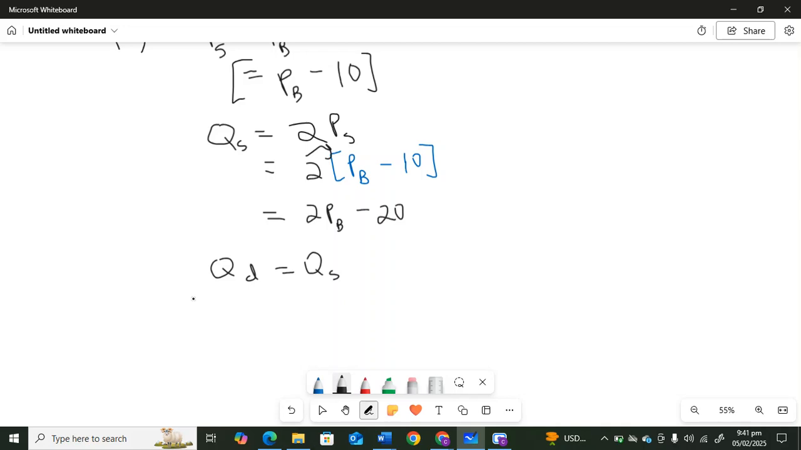So QD, remember, it's 120 minus 2 PB. Remember, as I said, PB, always attach it to the demand function, equals the new supply function, 2 PB minus 20.